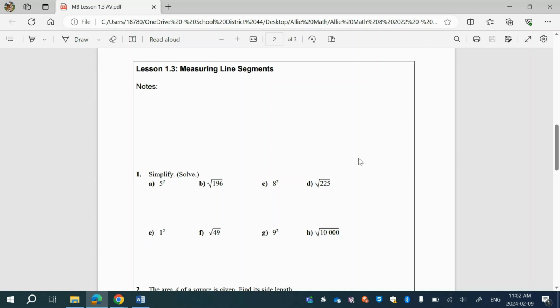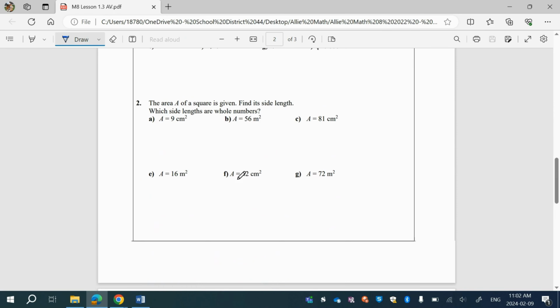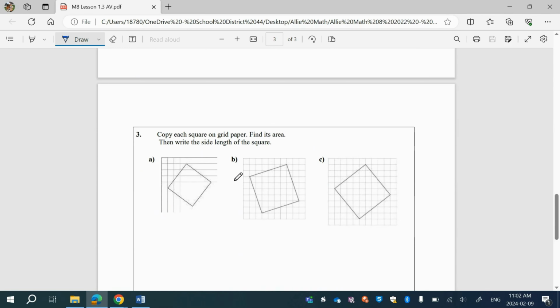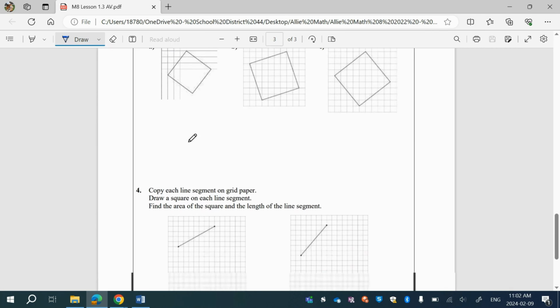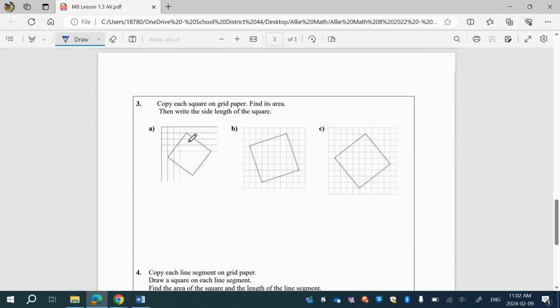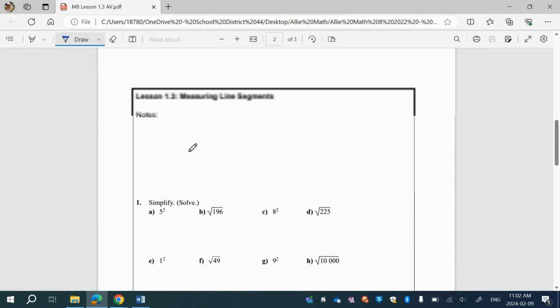Hello, everybody. Here we are, lesson 1.3, measuring line segments. There's a few notes I want us to start with before we get into the lesson. There's a little bit of review, and then I'm going to show you the main thing that we're doing today. I wonder why that doesn't have lines. It's not ideal, but we'll figure it out. So let's go for it.